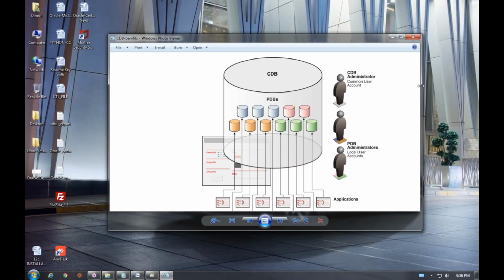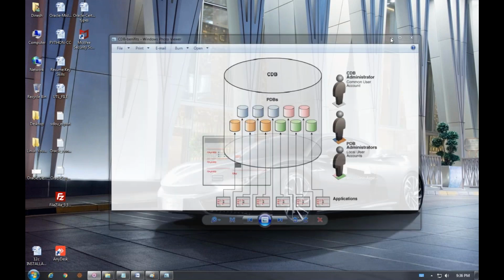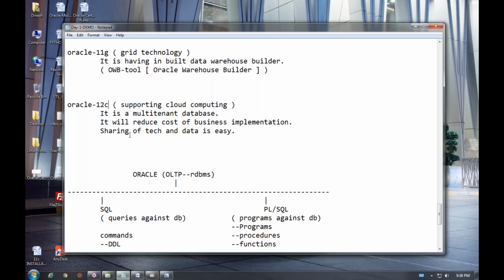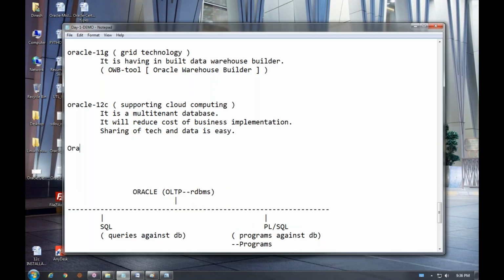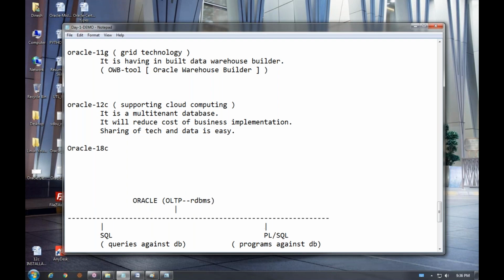After 12c, we have another latest version that is called 18c. Actually, I did not list it here. Let me list that. Our demo is finishing in almost just 5 minutes. Oracle 18c. What is it? It is similar to 12c, but it is known as Autonomous Cloud Database.